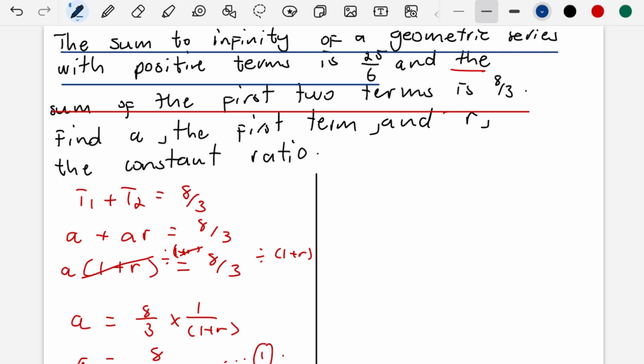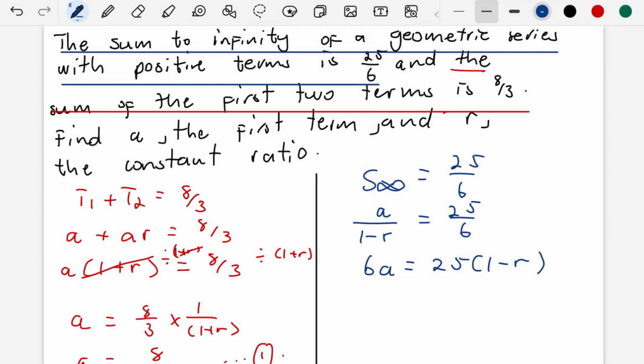Now, the second part, the blue part, tells us that the sum to infinity is 25 over 6. Now, we know that the sum to infinity is always a over 1 minus r. So a over 1 minus r is equal to 25 over 6. If you cross multiply here, you get that 6a is equal to 25 times 1 minus r. Let's call this equation 2.